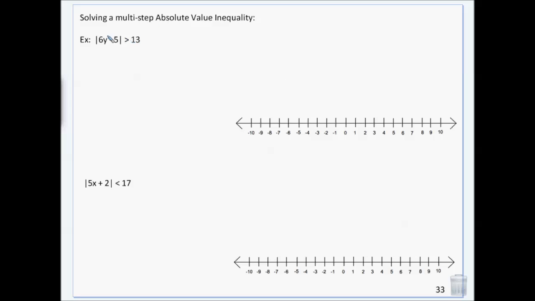Step 1, I'm going to do 6y minus 5 greater than 13, or 6y minus 5 less than negative 13. This is a greater than, so it's an or. So it's a union. Solve each separately. So we split. Flip the inequality on the negative. And then solve each separately.